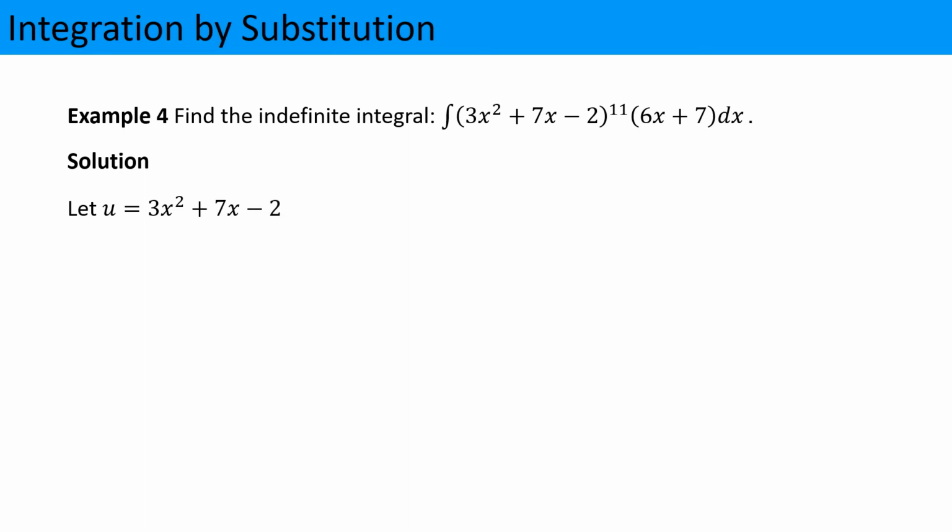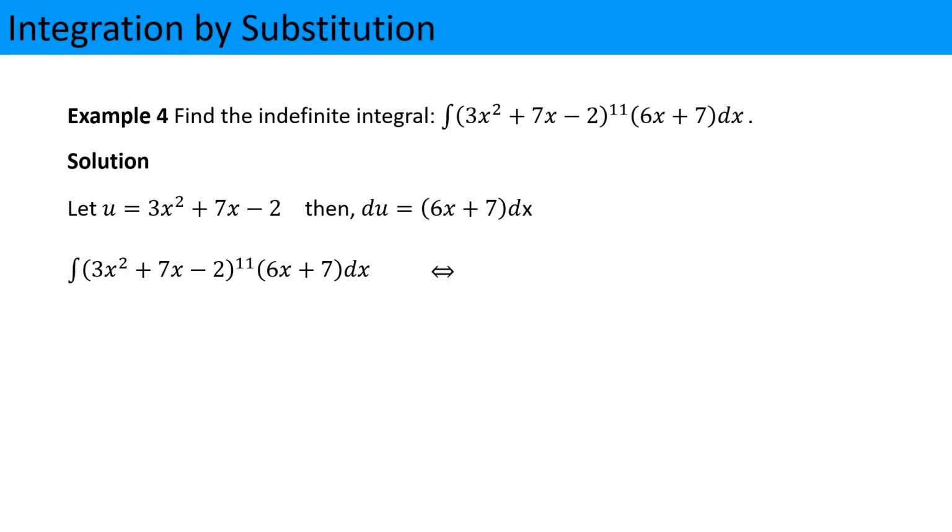Look what happens when I take the derivative. u becomes du, and the derivative of 3x squared is 6x, the derivative of 7x is 7, the derivative of 2 is 0, and it's in terms of x, so we've got dx. Now you see a substitution. Let's do that. We'll take that original integral, that's 3x squared plus 7x minus 2 to the 11th times 6x plus 7 dx, and express everything there in terms of u. What does that look like?